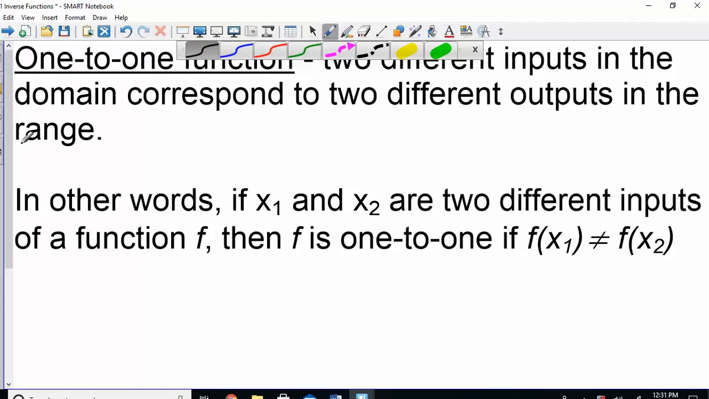So remember, if something is a function, that means x never repeats. If it's one-to-one, that's saying y doesn't repeat. Every x you put in gives me a different y value. I can't put in two x's that both give me the same y back out. So everything has to be unique.